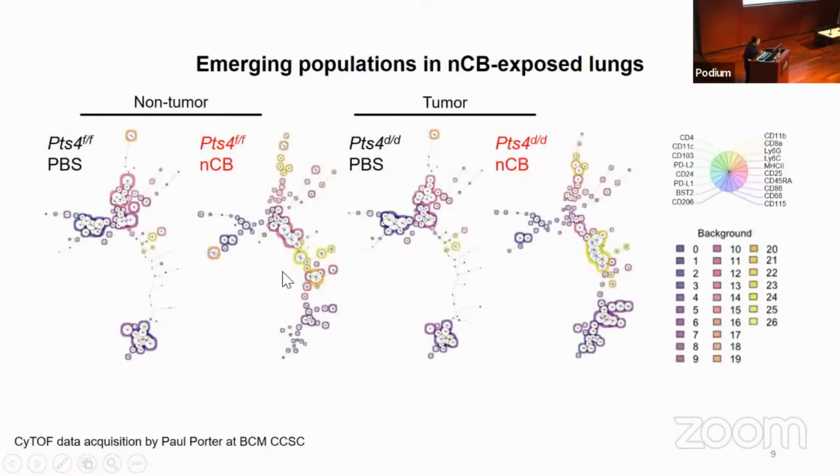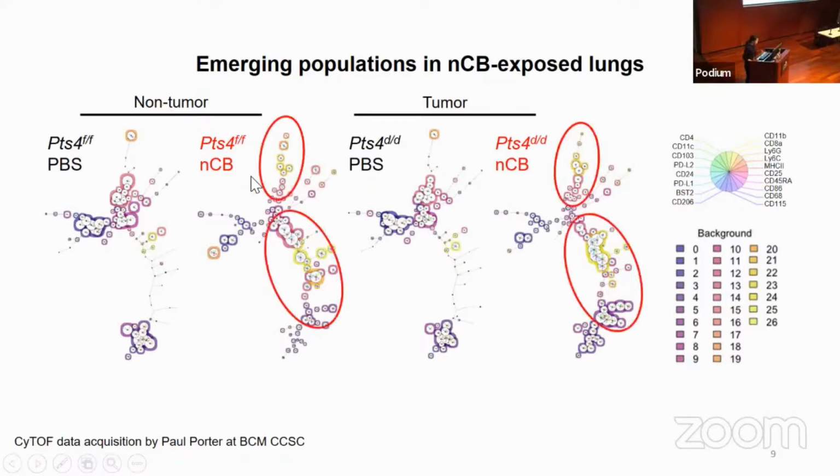Here we show the minimum decision trees, basically using FlowSOM plotting software and the expression of surface markers on the cell to make classification. Again, we have 4 groups here: non-tumor, tumor, PBS, or carbon black. We found emerging populations in carbon black treated lungs.